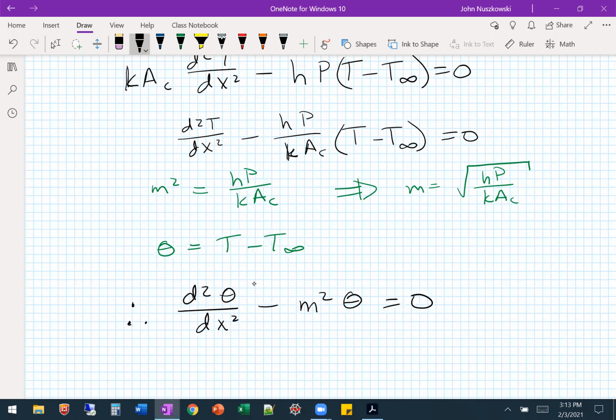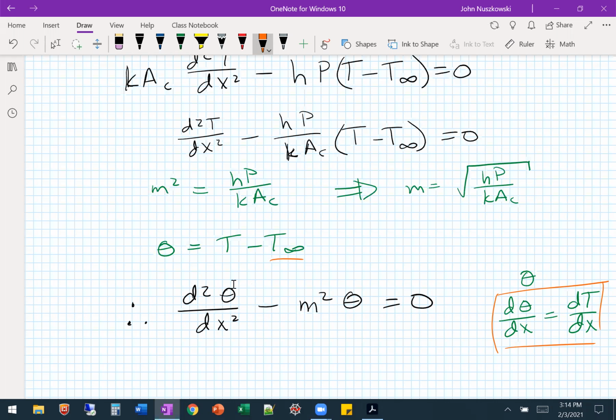The neat thing about theta is if you take theta and you take d theta dx, it's the same as dT dx because this temperature T infinity is a constant. So when you take the derivative of that, that becomes zero. So these are the same. That's the nice part of the substitution, which you'll see a lot in these thermal type heat transfer problems.